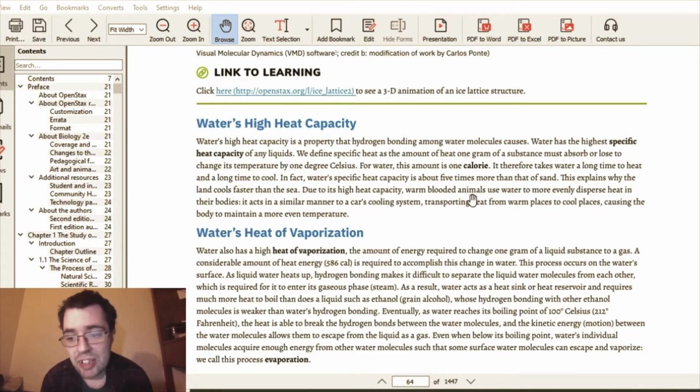It therefore takes water a long time to heat and a long time to cool. In fact, water's specific heat capacity is about 5 times more than that of sand. This explains why the land cools faster than the sea, due to water's high heat capacity. And what that basically means is, of any liquid in existence that we know of, or at least any naturally occurring liquid, water keeps in heat the best.